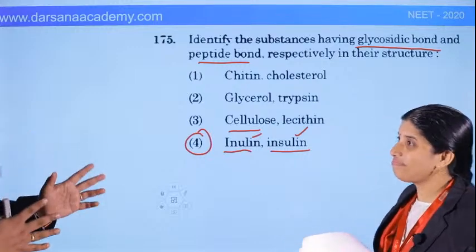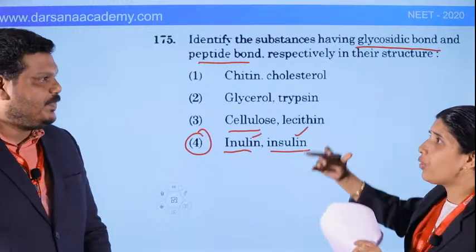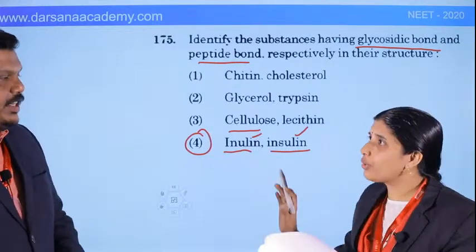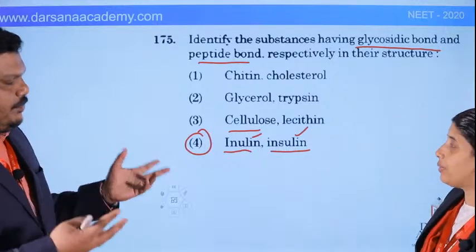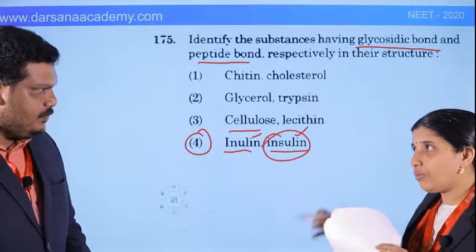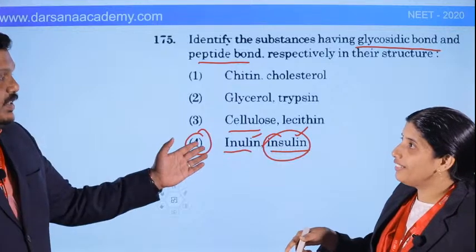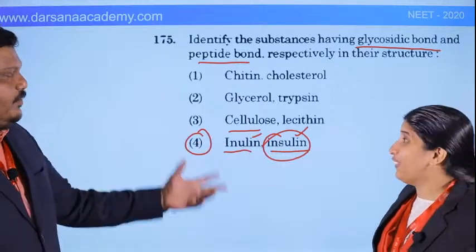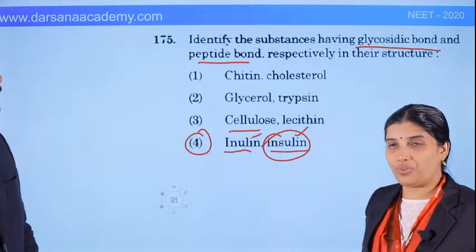Actually, they have combined two questions into a single format. In a single question, different concepts are there. If you know the concept, then you can answer: glycosidic bond and peptide bond. And insulin is which type, is it a hormone, is it a protein? Also see the similarities of insulin and inulin. Students get very confused. This is a very, very interesting question.